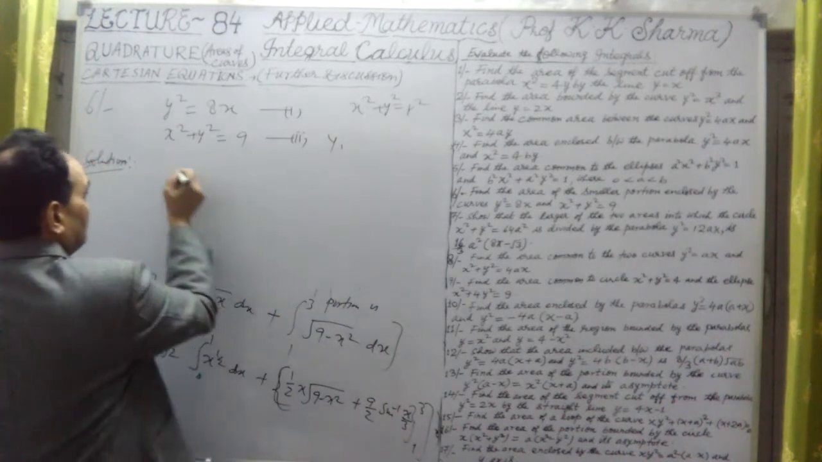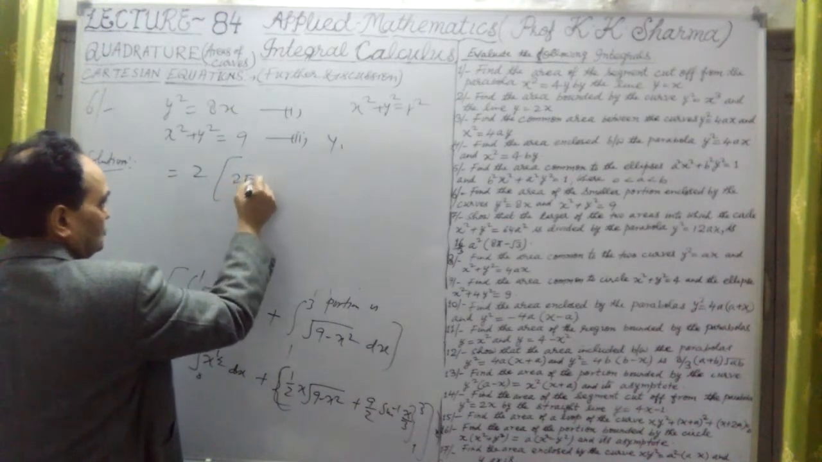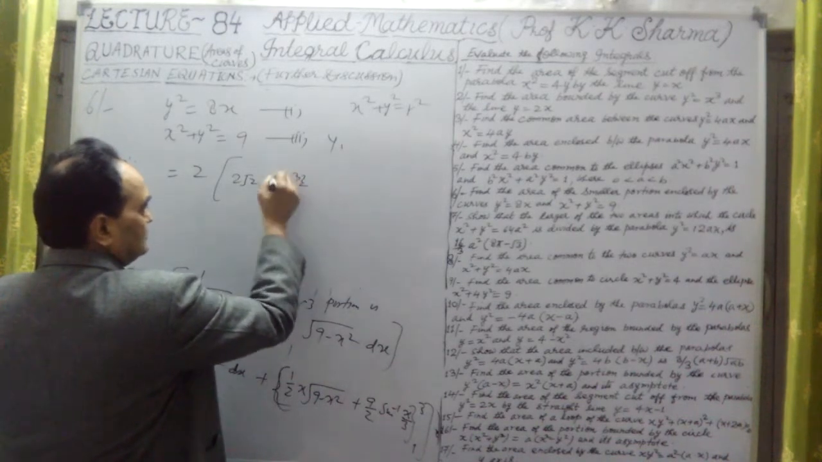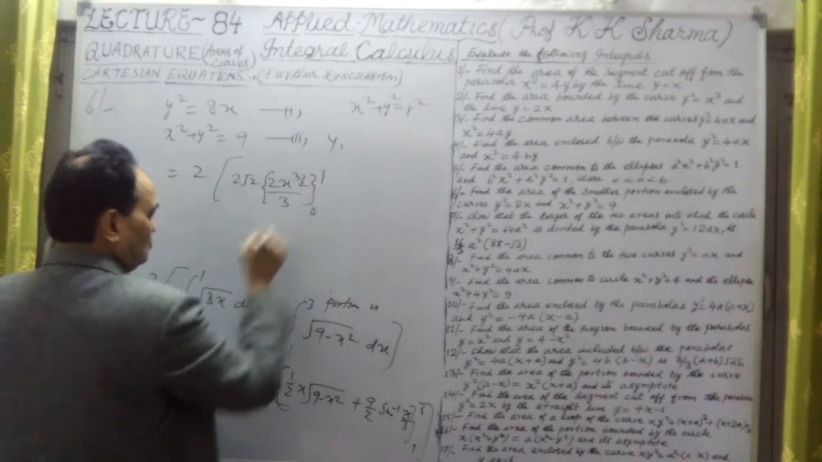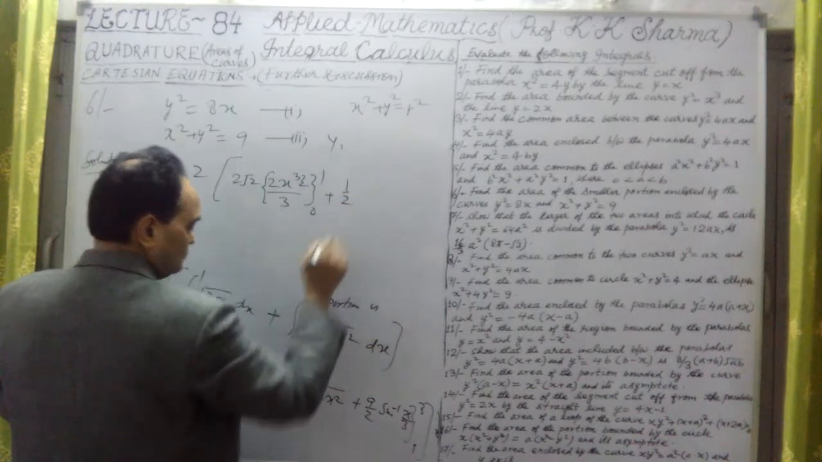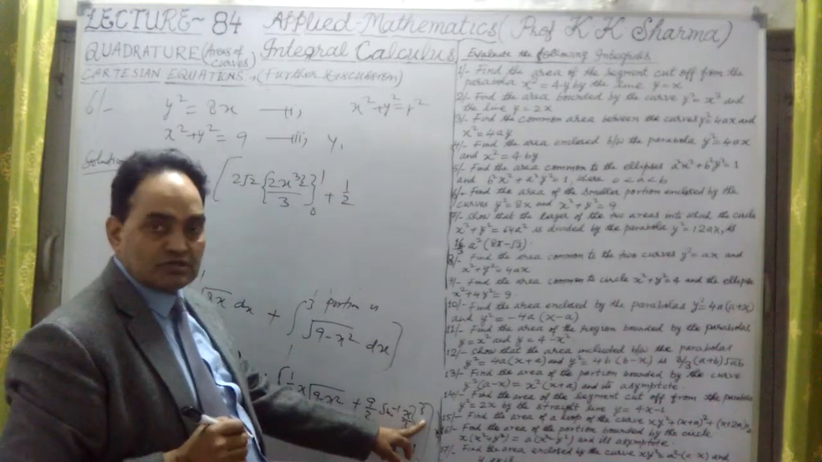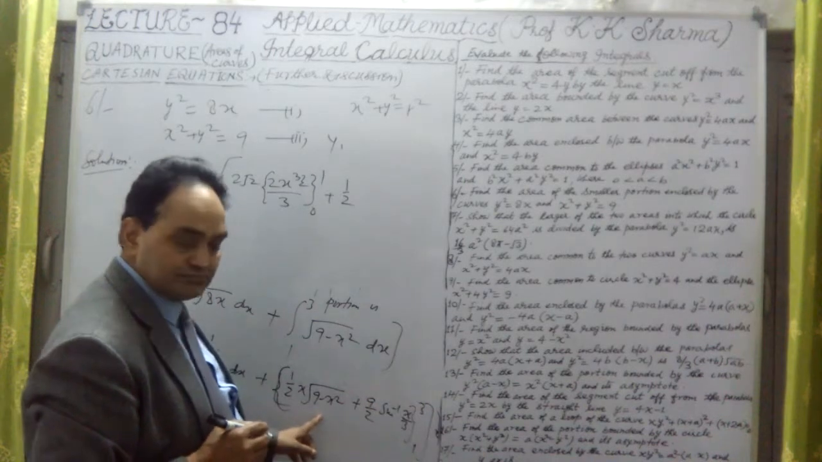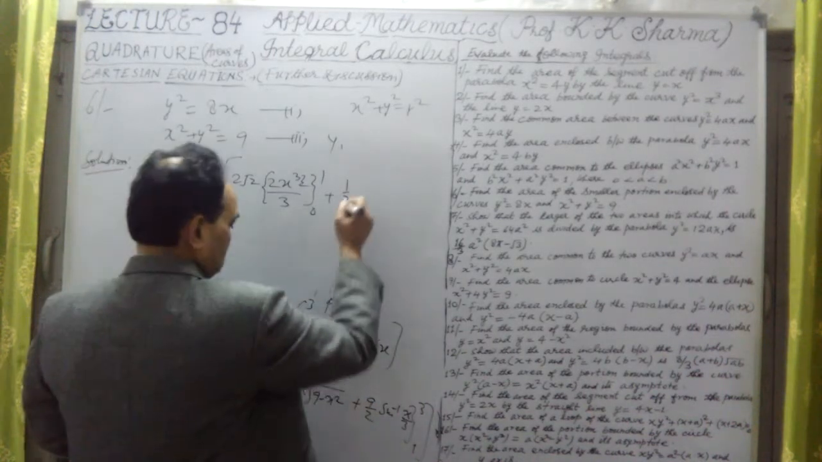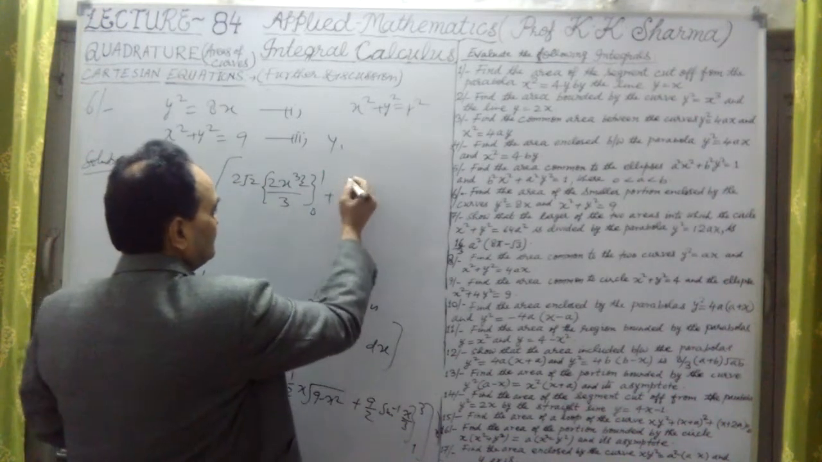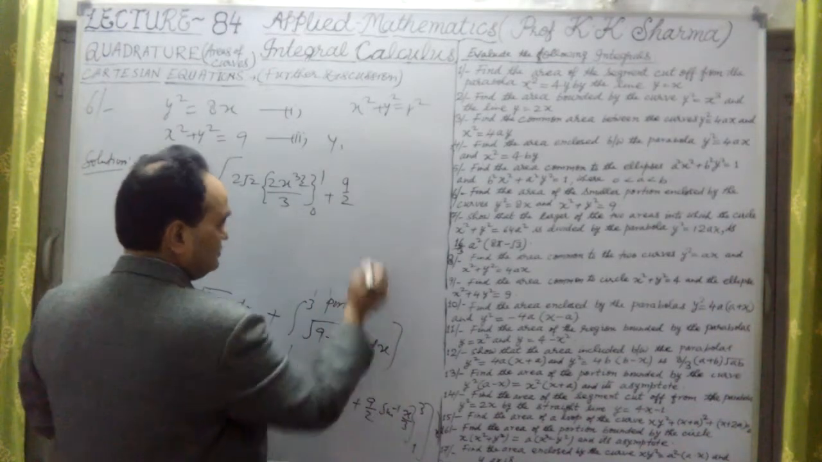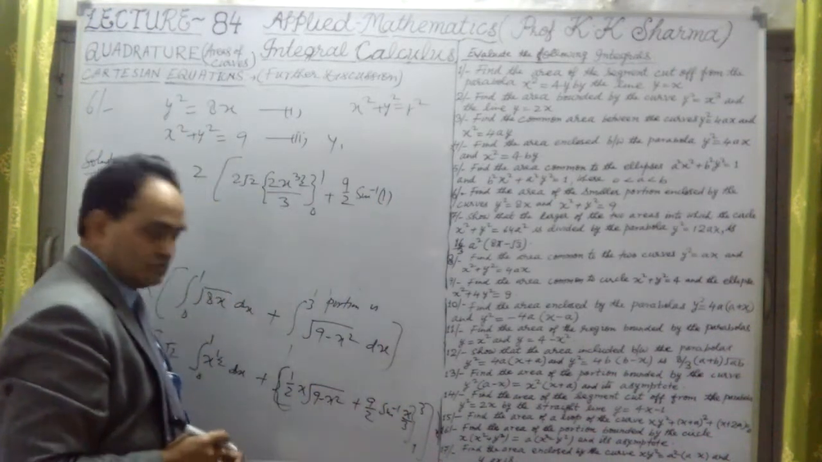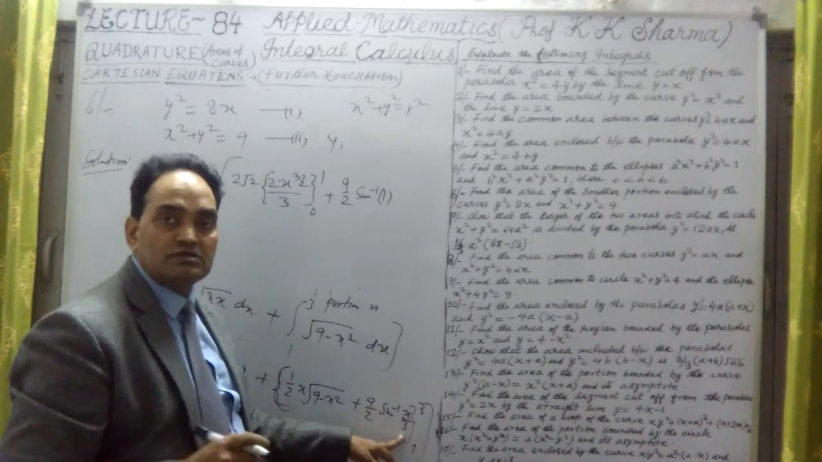Therefore, the total area is twice of 2 under root 2, the first one, x raised to 3 by 2 upon 3 by 2, which means 2 upon 3, with limits 0 to 1, simple, plus this half. If I put the upper limit 3 here, that will give us 9 minus 3 square, so at the upper limit it is 0. Only at the upper limit 9 upon 2 remains, sine inverse 3 upon 3, which is sine inverse 1. At the upper limit only this value 9 upon 2 sine inverse 3 upon 3 is left over.